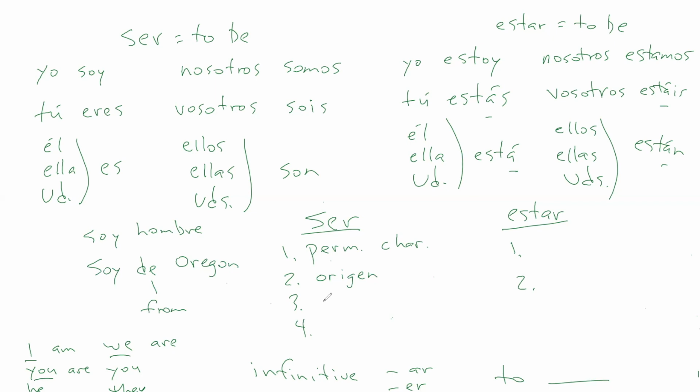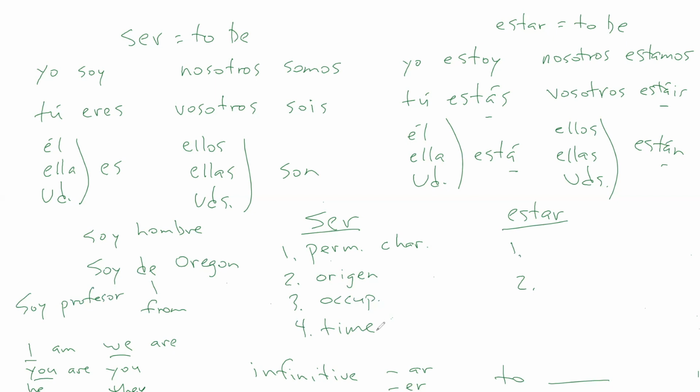A third use of ser is occupation. So for myself, I could say soy profesor, right? I'm a professor, soy profesor. Brad Pitt, es actor. It's a profession. Okay. You're not going to say estoy profesor, right? Soy. Even though they both mean I am, soy and estoy, talking about profession, you're going to use ser. And our fourth use of ser is to tell time. And that'll be our next video lesson. We'll be telling time.